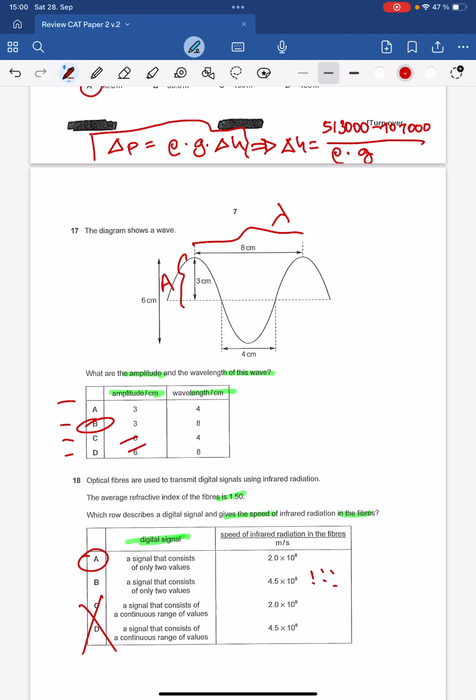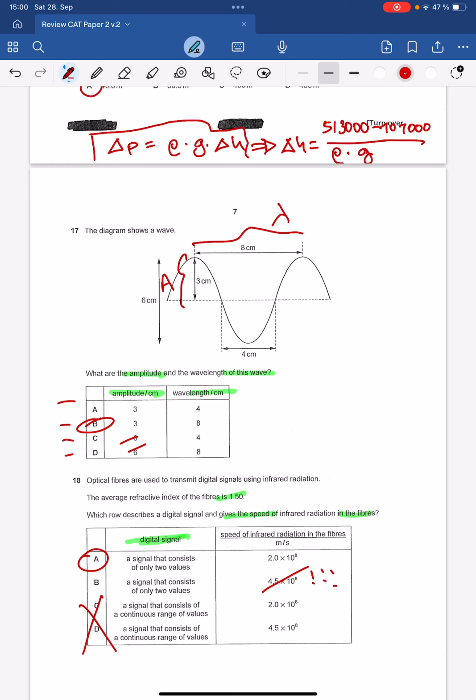What's the difference between A and B? One gives you a speed of 2 times 10 to the power of 8 meters per second, and the other one gives you 4.5 times 10 to the power of 8, which is larger than the speed of light, which is 3 times 10 to the power of 8. So I know it can't be this one, okay? So the answer has to be A.